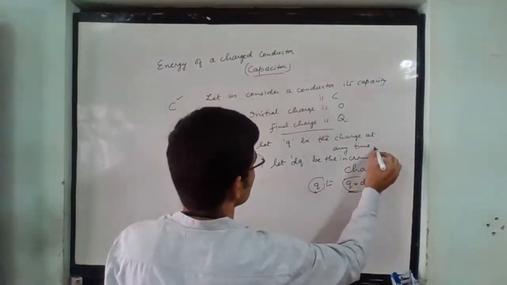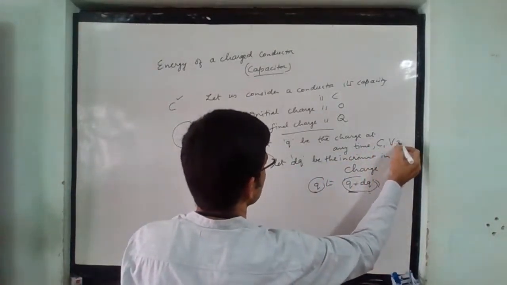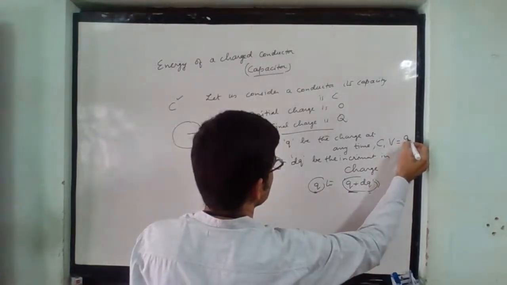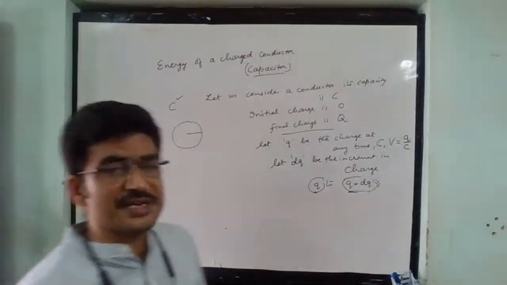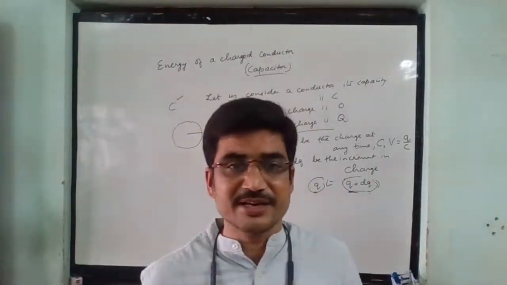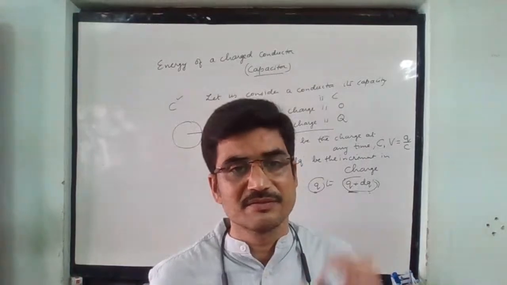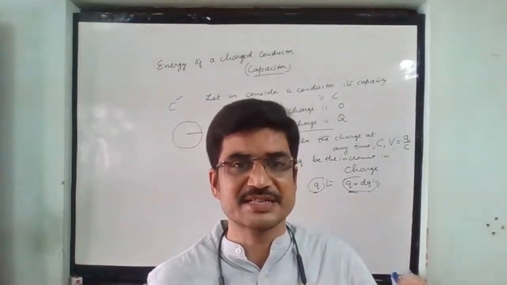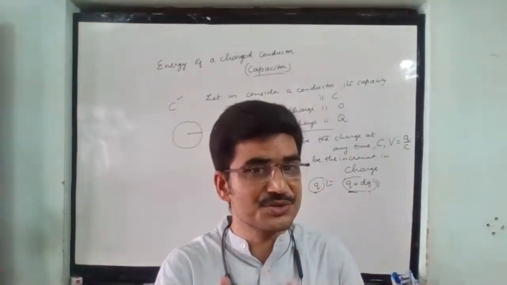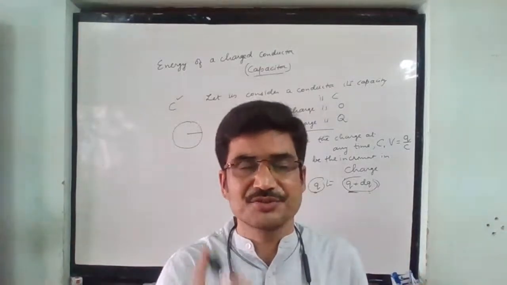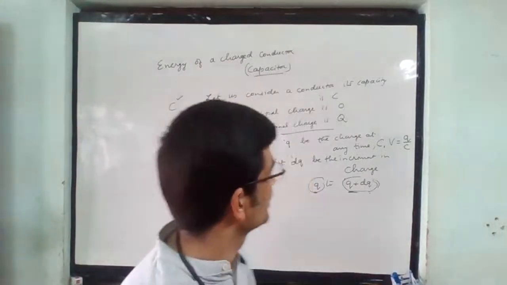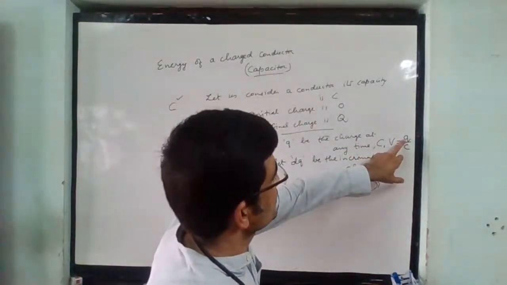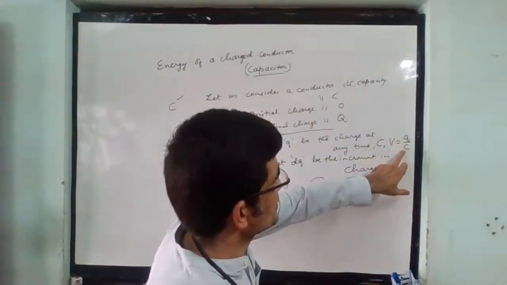at any time, and the capacity is C, the potential will be q by C. As we already studied in the definition in the very first period, when we are increasing charge, the potential also increases, but the ratio of charge to potential remains constant, and that is equal to C. So here potential is equal to Q by C.